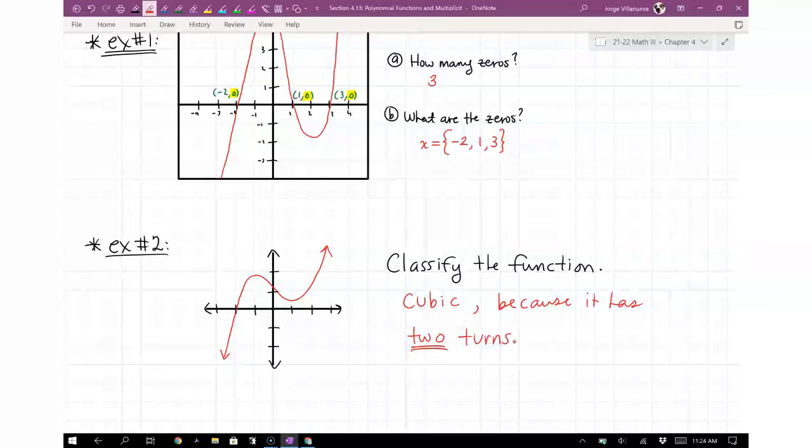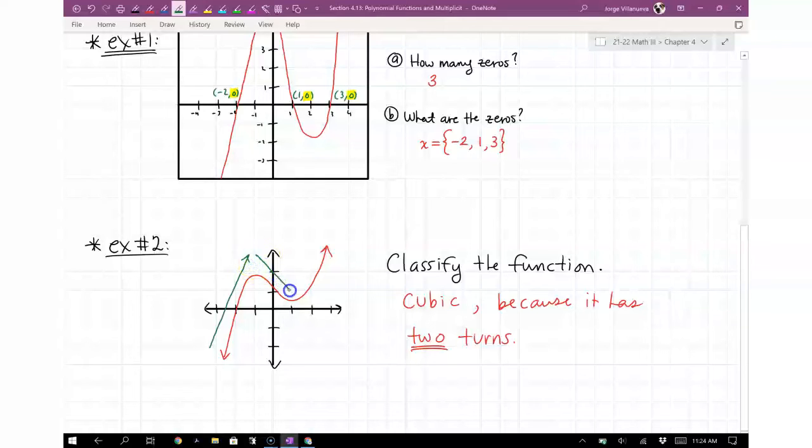So there are going to be some questions like that on your homework. They're going to say, can you classify it? Is this a linear, quadratic, quartic, cubic? Like, what is it? And you're going to see a picture. Count how many times it changes directions. Again, it starts going up. That doesn't count as a change in direction because that's the way it started.